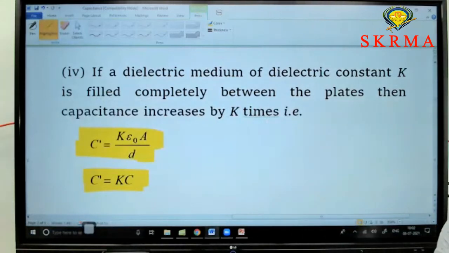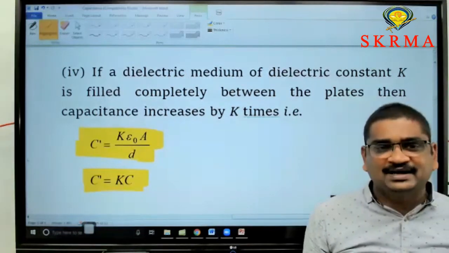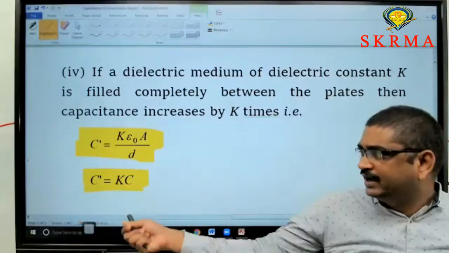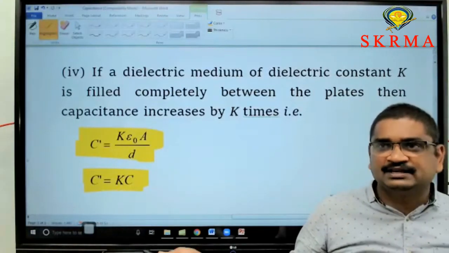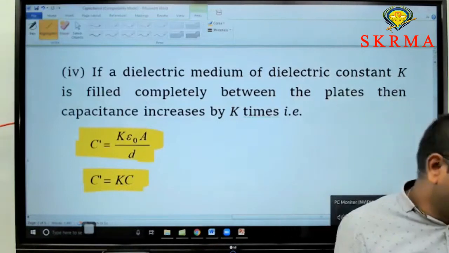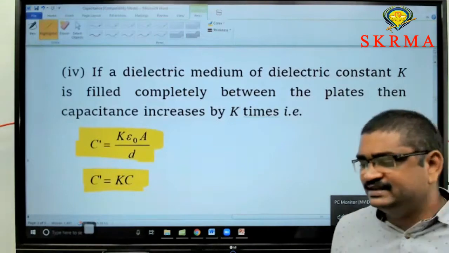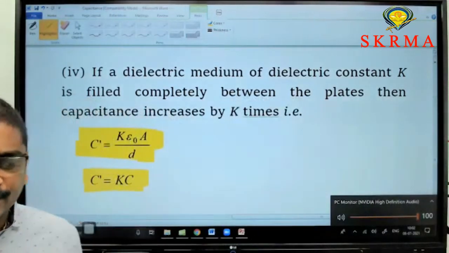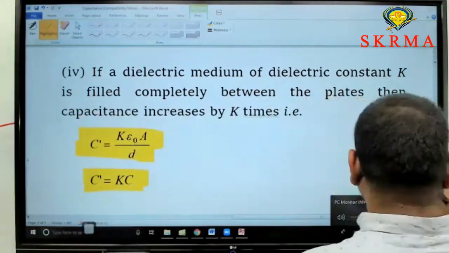Now, if you place a dielectric within a capacitor, what happens? Is the capacitance going to increase or decrease? It is going to increase. By what factor? It increases by K times. The capacitance of a capacitor increases by how many times? K times. What is K? K is called the dielectric constant.